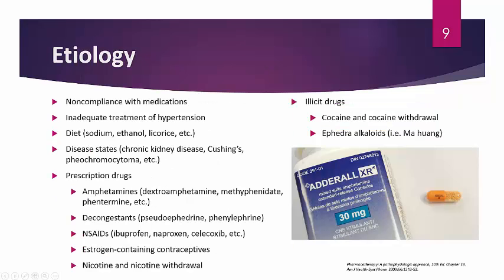In terms of the etiology of hypertensive crisis in general, hypertensive crisis encompasses hypertensive urgency as well as hypertensive emergency. There are many different things that can cause a hypertensive crisis as well as hypertension. One of the big things is non-compliance with medications. Say a patient has a diagnosis of hypertension previously and they're not compliant with their medications, they may eventually go into a hypertensive crisis.